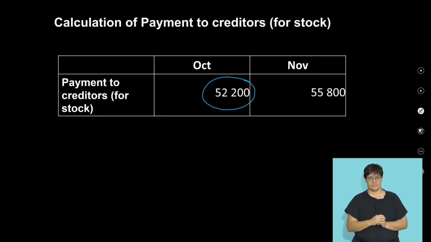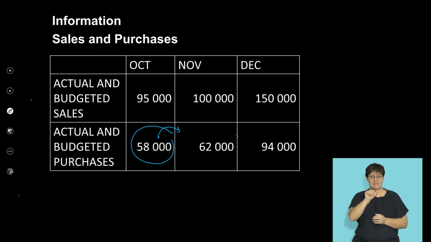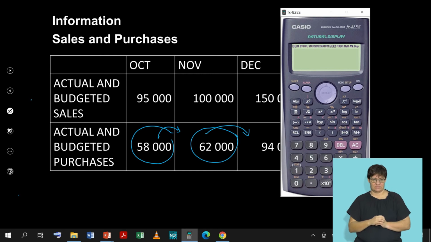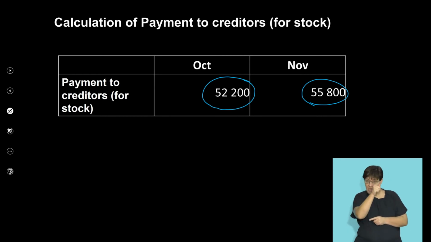Right. Now, if you take this year into consideration, we have to work out the next month, and we're working on 62,000 now, because obviously the 62,000 which you purchased in November will be paid for in December. Therefore, you start off with your 62,000. Remember we said we're paying 90% of the amount. Therefore, that gives you a figure of 55,800. And here you can see your 55,800. So those are your payments to your creditors.